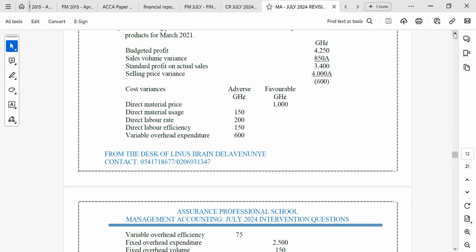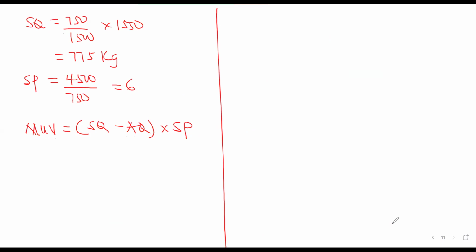Material usage variance is 150 adverse. If it is adverse, it means that the actual quantity is higher than the standard. So this will be negative 150. What is our standard quantity? 775. Do we know our actual quantity? No. Multiplied by the standard price of 6. So negative 150 is equal to 775 minus AQ, multiplied by 6.